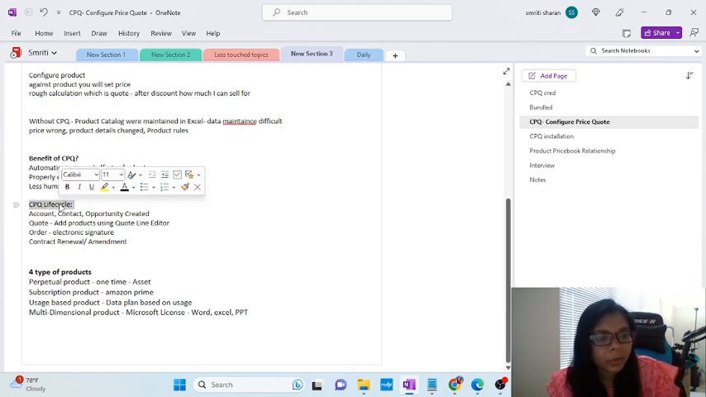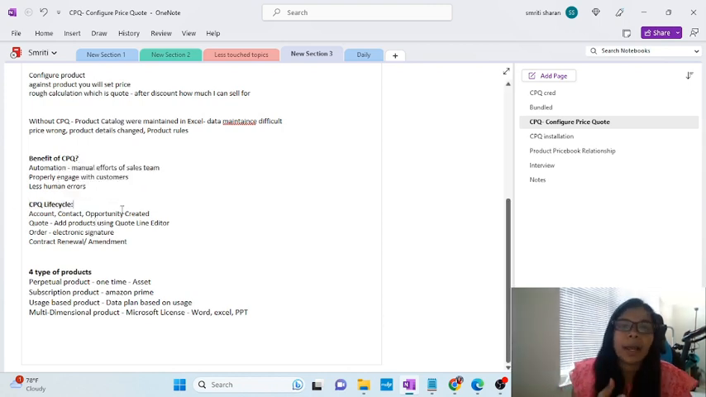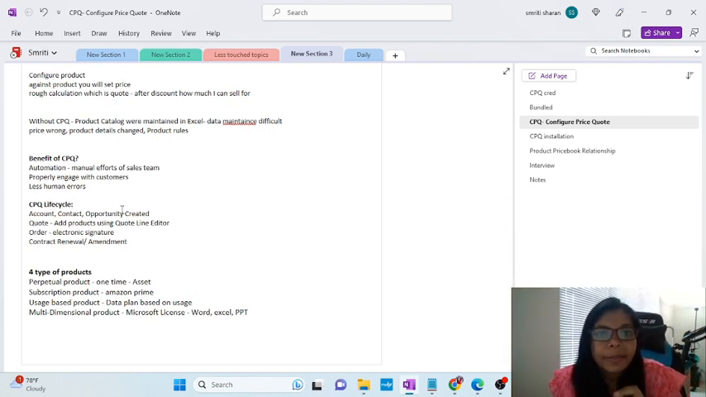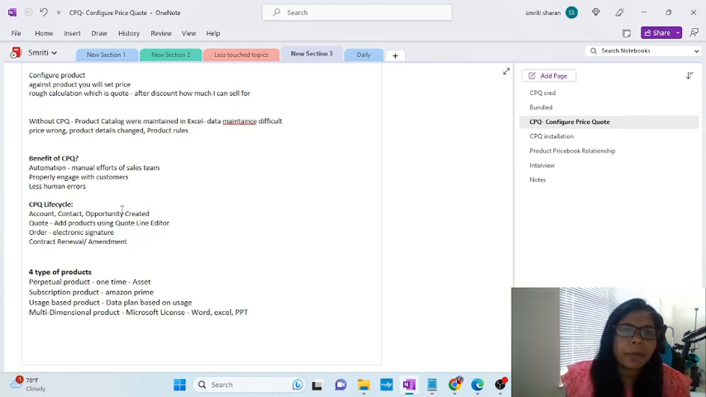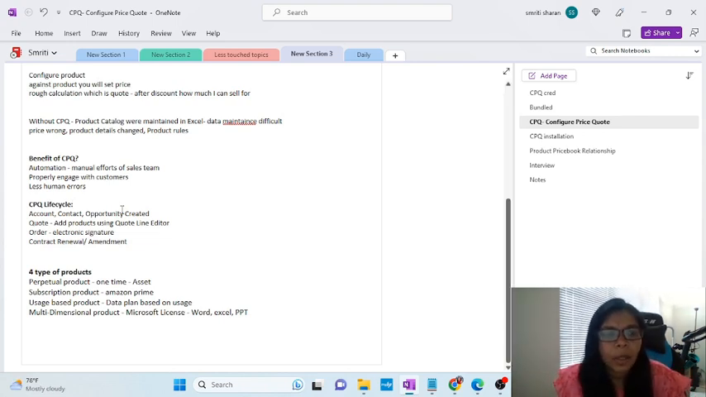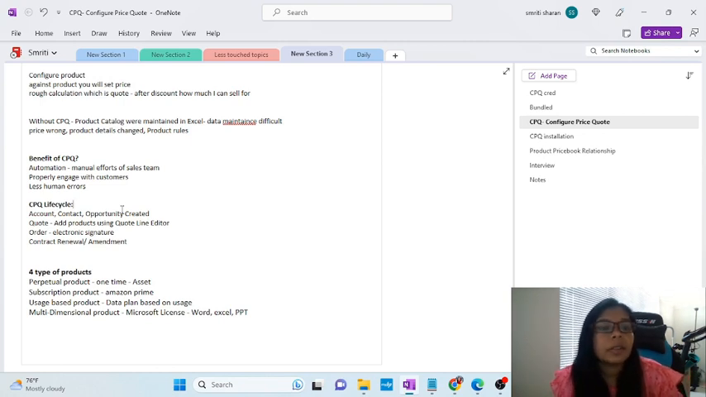Now comes the CPQ life cycle. So let's understand again with the same example. A lead is a prospective customer who is interested in purchasing a particular product of your company, correct? For example, we said that HP laptop. Now, once the lead is generated and converted, then account, contact and opportunity are created. Account and contact is like the point of contact, and the opportunity.